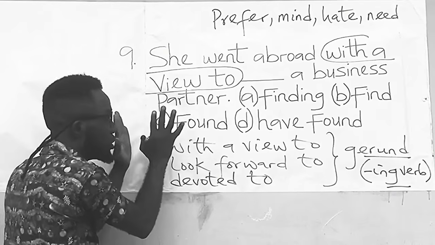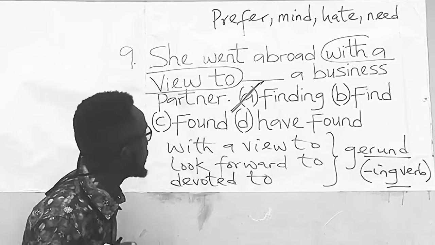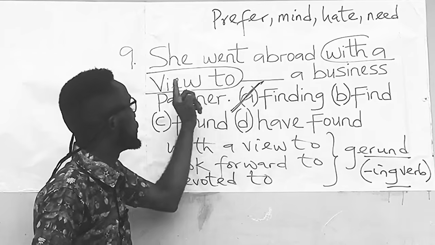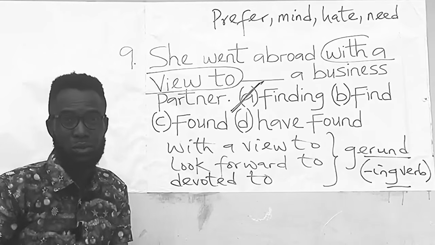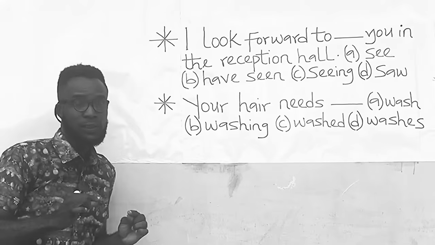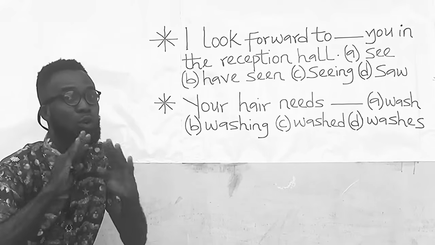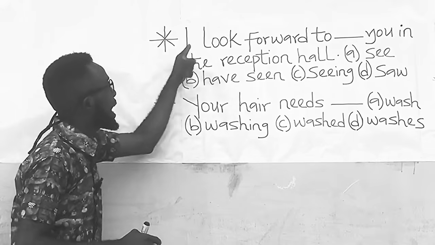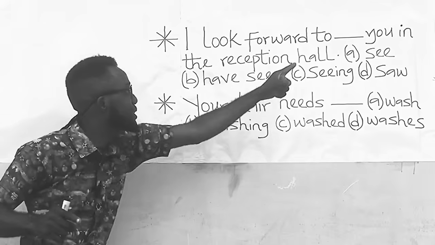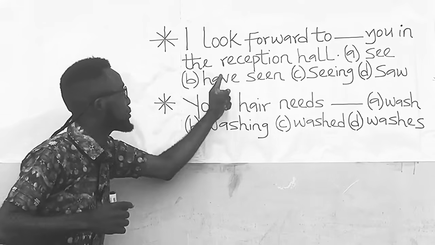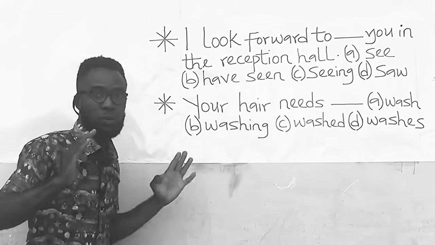So the correct option for this question is option A, so that the question reads, "She went abroad with a view to finding a business partner." I believe this is understood. From what we have learnt in question number 9, if we are asked a question of this nature, "I look forward to dash you in the reception hall." Option A, see. Option B, have seen. Option C, seen. And option D, saw.